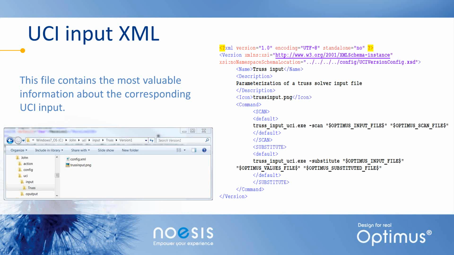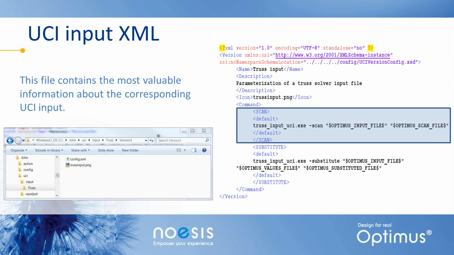So again, we have a similar structure as in a UCA. You can find the name and the description, again with the option to be internationalized. What is different here is that at the level of the command, you have two very important parts: the scan command and the substitute. So let's understand together what is the difference between scan and substitute.